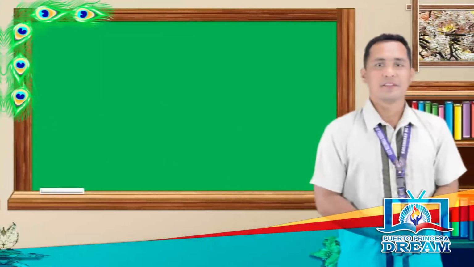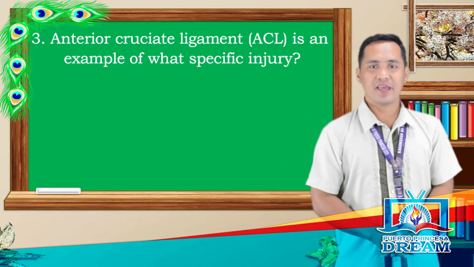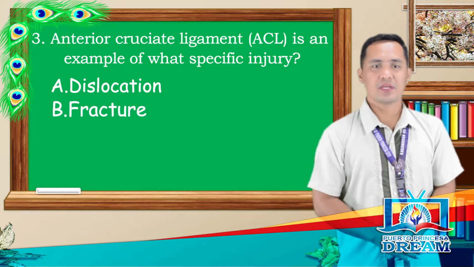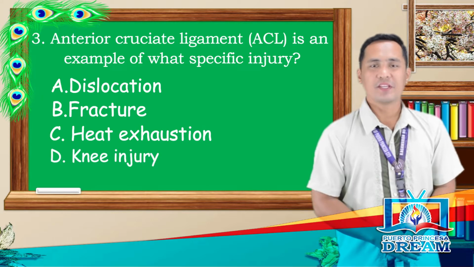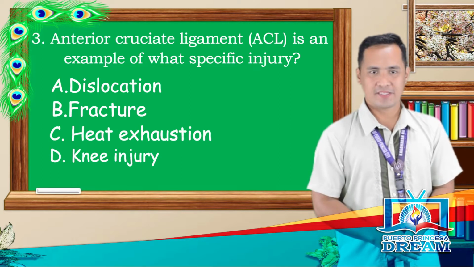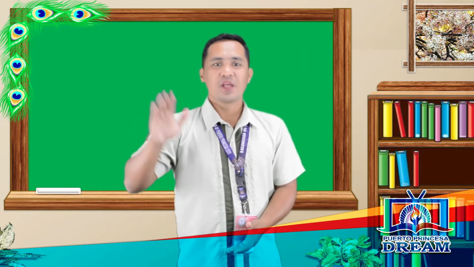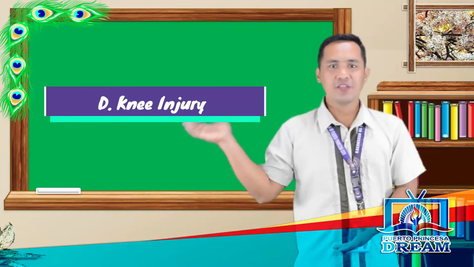Next, number 3. Anterior cruciate ligament or ACL is an example of what specific injury? A. Dislocation. B. Fracture. C. Heat exhaustion. D. Knee injury. Time is up. What's the answer? If you answered letter D, you got it again.